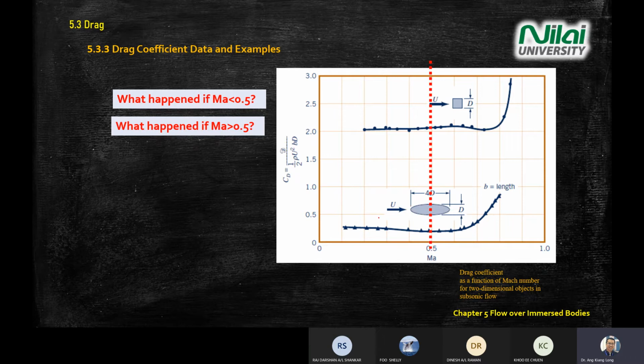For this object, the compressibility effect doesn't happen if it is below 0.5. As you can see, the CD value is quite constant. However, for Mach number more than 0.5, as you can see, it keeps increasing. More obvious for this object will be this region. Okay.